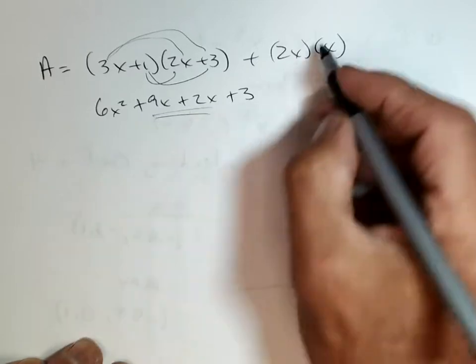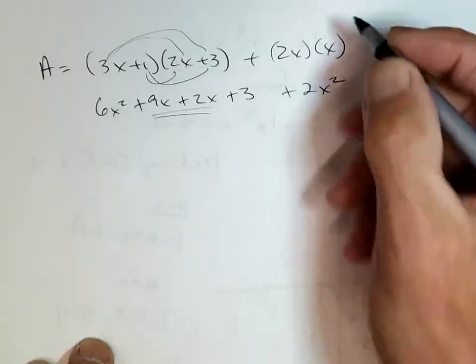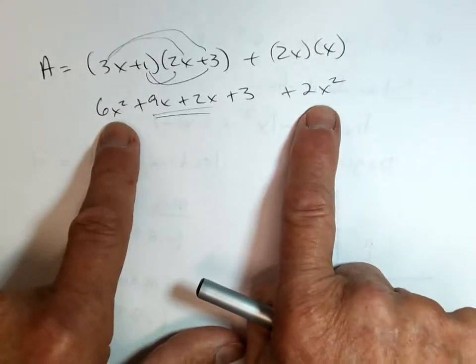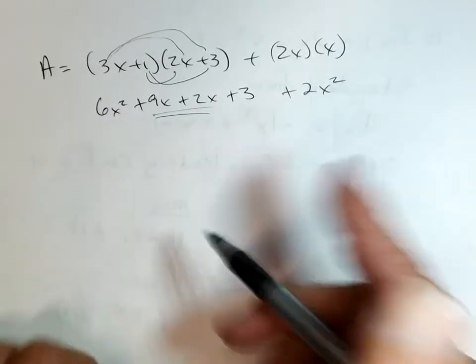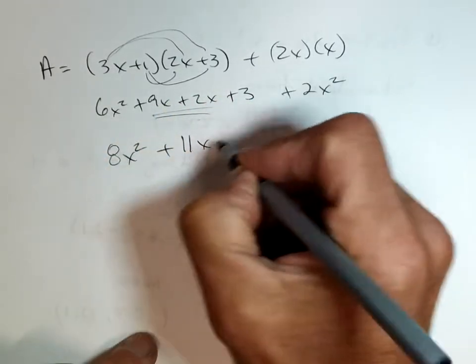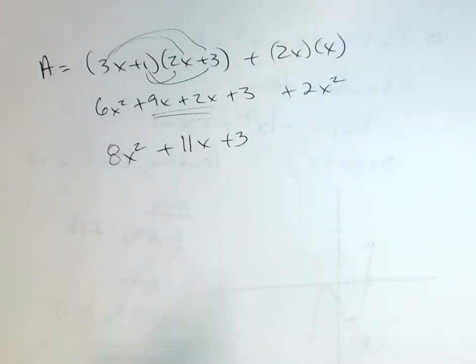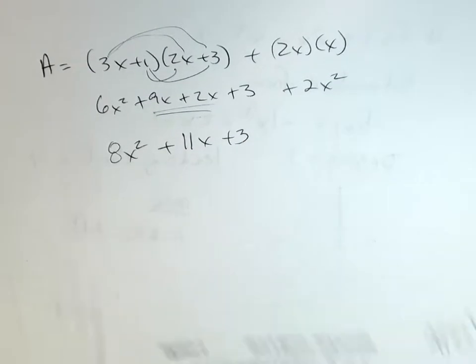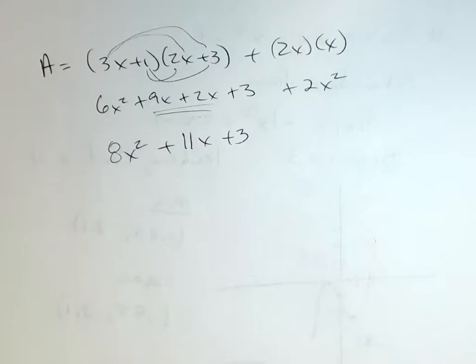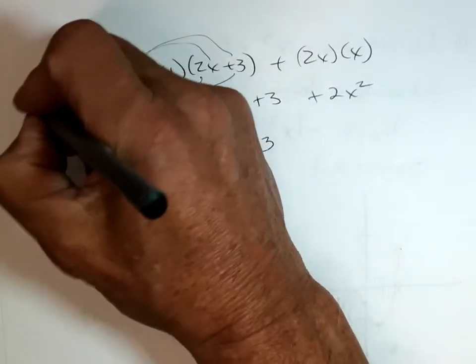So I can add a plus 2x squared. You guys okay? It's plus 2x squared, right? Okay, now I'll have 8x squared plus 11x plus 3. And that's the area I want to put down. So my answer is: my area is 8x squared plus 11x plus 3. Okay? How am I doing?